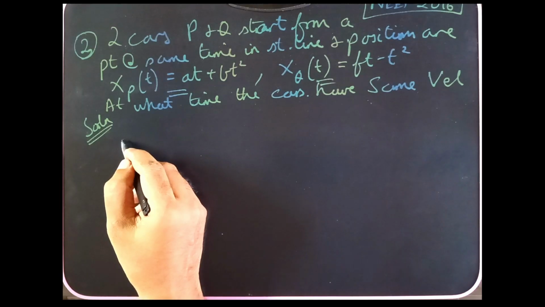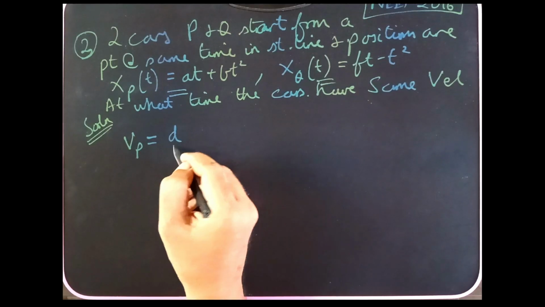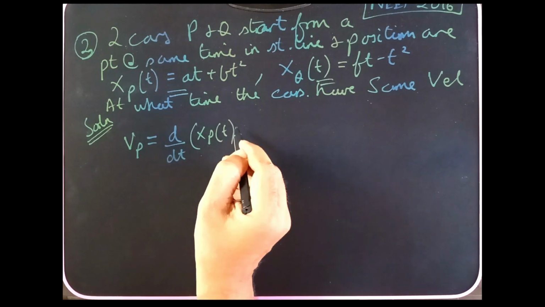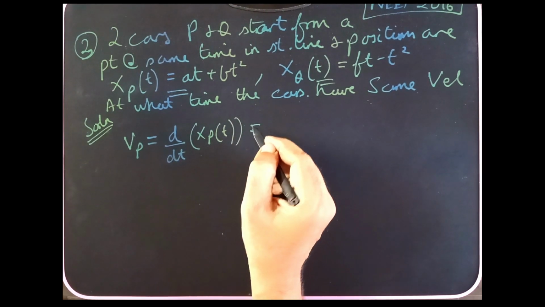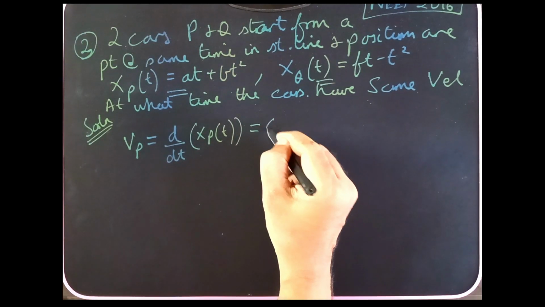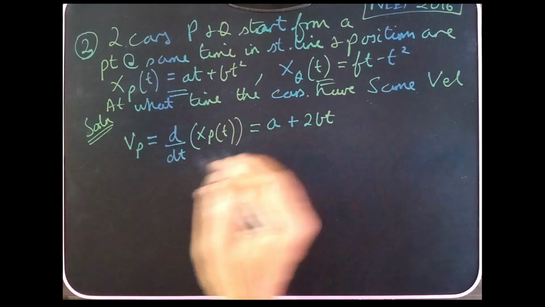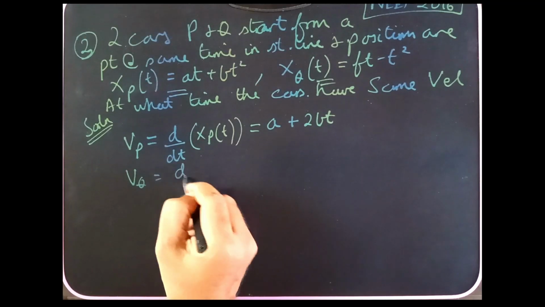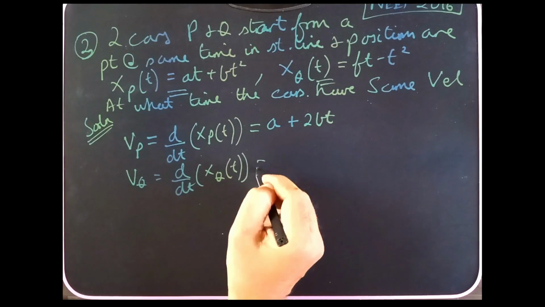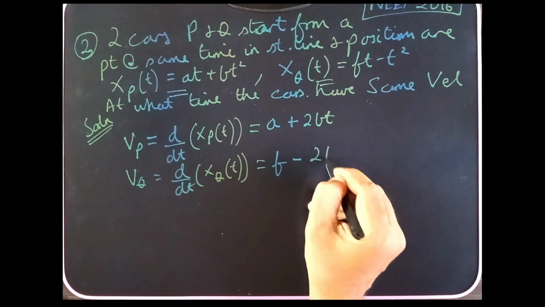So what is velocity? Velocity at point P, we can find out as the differentiation with respect to time of xp(t), right? If you differentiate this, what will you get? As a function of time, the constant will go out: a plus 2bt. And vq, the differentiation with respect to time of xq as a function of t, will become f minus 2t.